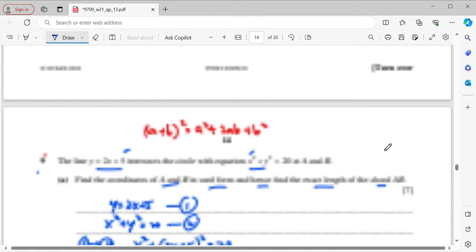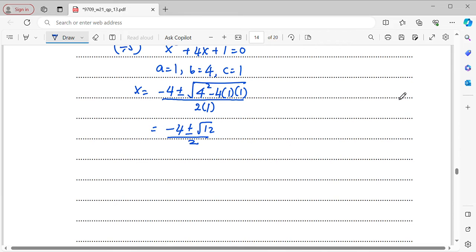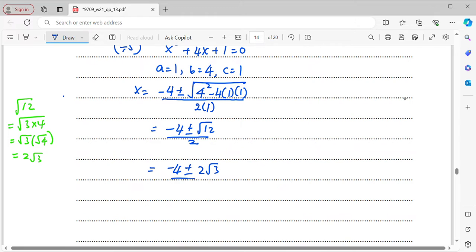Because the question says you have to find the coordinates of A and B in surd form, it means that my x must be in exact value. So I will further simplify it into minus 4 plus minus square root 12. Square root 12 is the same as square root of 3 times 4, so it will be square root 3 times square root 4. Square root 4 is 2, therefore 2 square root 3, over 2. So at last, it will be negative 2 plus minus square root 3. I get two x values. One of them is for A, another one is for B.